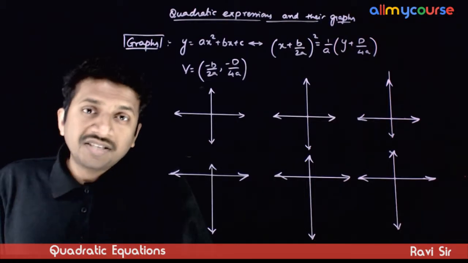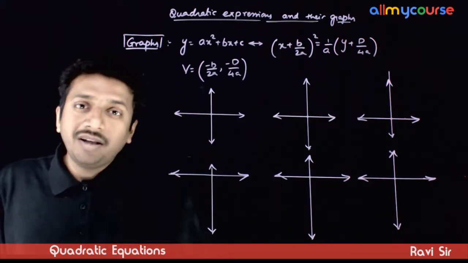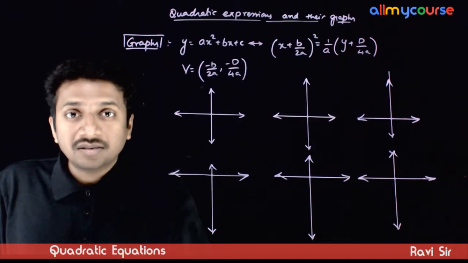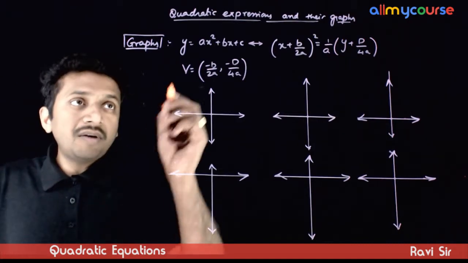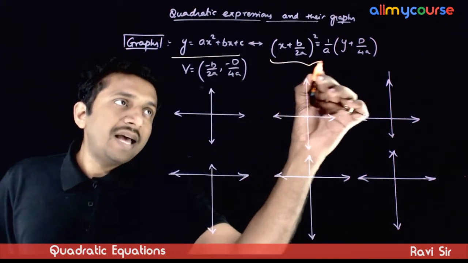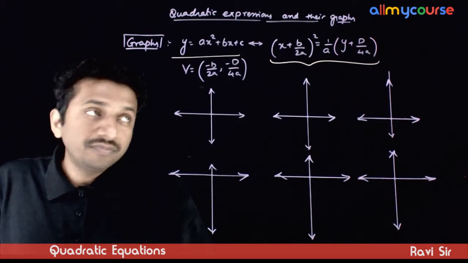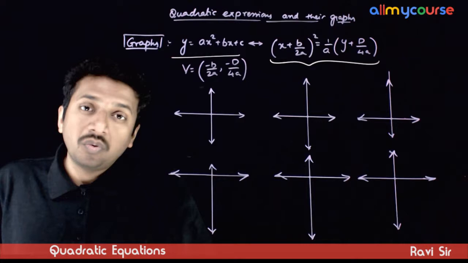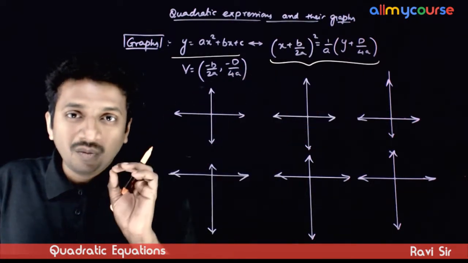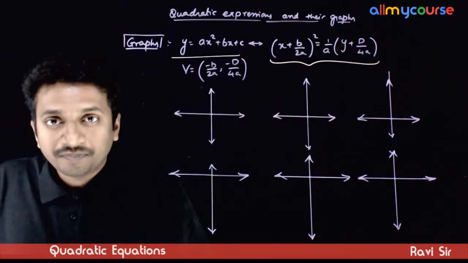So now let us try to understand all the 6 possible graphs of a quadratic function y is equal to ax square plus bx plus c. Now as we have already derived, this function will be exactly same as this function: x plus b by 2a whole square is equal to 1 by a times y plus d by 4a. This is just a vertical parabola with the vertex shifted to minus b by 2a and minus d by 4a.